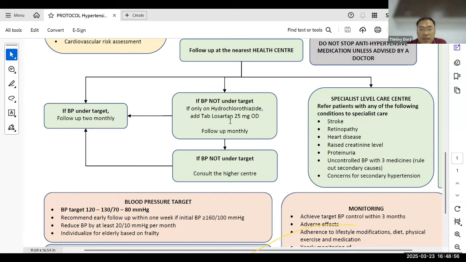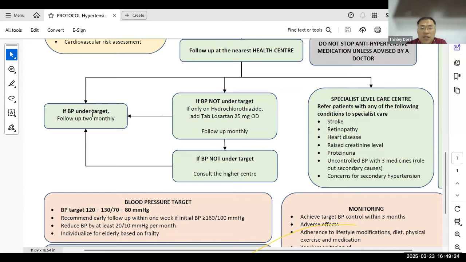Now, if the BP is not under control with hydrochlorothiazide, then you can add losartan and follow up monthly until it is controlled, and then you can send the patient back to the primary healthcare center where it will be followed up 2 monthly. However, even with these two medications, if BP is not under control, then you can consult the higher center or refer the patient, and then from there they will optimize the medications and send the patient back to the primary healthcare center.